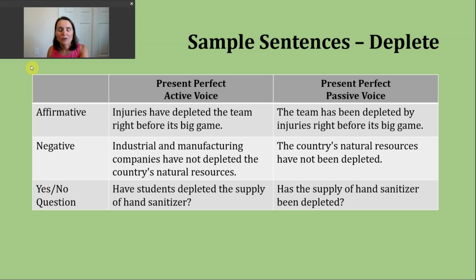In the passive voice, though, again, we'll start with have or has, and then we have that thing or person that was acted on, and then we use been, and then the participle form of the verb. Has the supply of hand sanitizer been depleted? Right? So this might be a question where I don't care if it's students who have consumed all of the hand sanitizer, or maybe it's teachers or paraprofessionals, other school employees. Doesn't matter. I just want to know, do we have a supply of this?